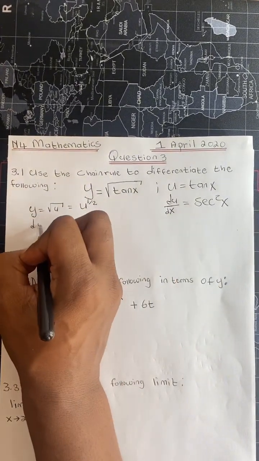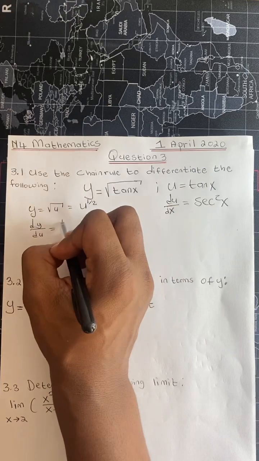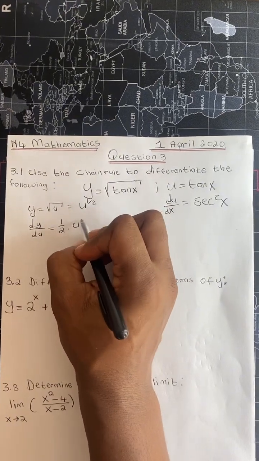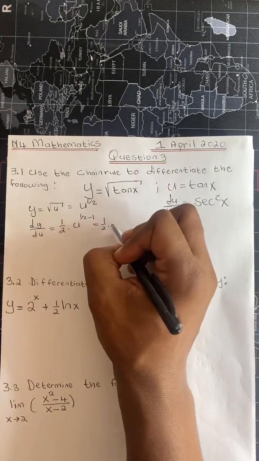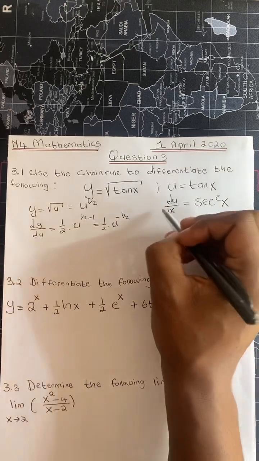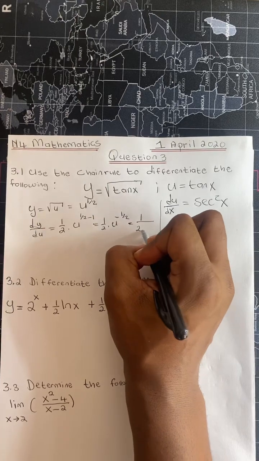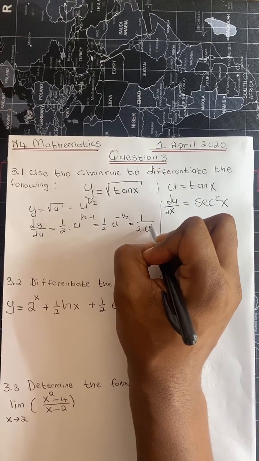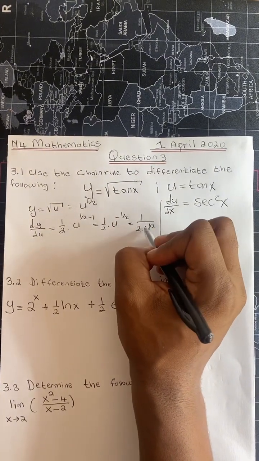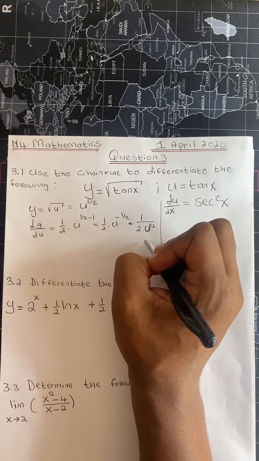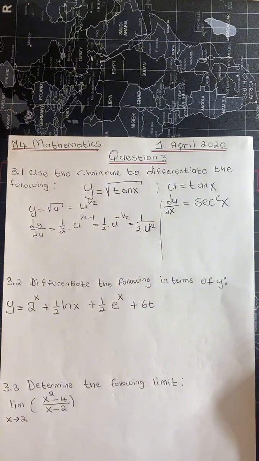From here we differentiate this y with respect to u. So the derivative of u to the power 1 over 2 will be 1 over 2 multiplied by u to the power 1 over 2 minus 1, and this will be equal to 1 over 2 multiplied by u to the power negative 1 over 2, which we can also write as 1 over 2 multiplied by u to the power 1 over 2. So we take this u to the power negative 1 over 2 to our denominator. It is going to change sign from negative 1 over 2 to positive 1 over 2.